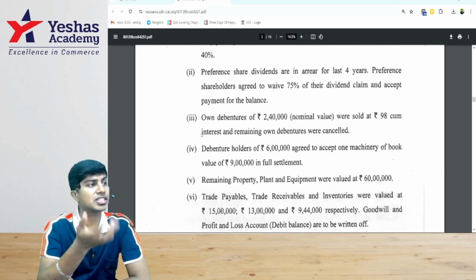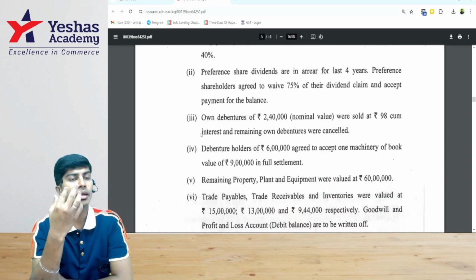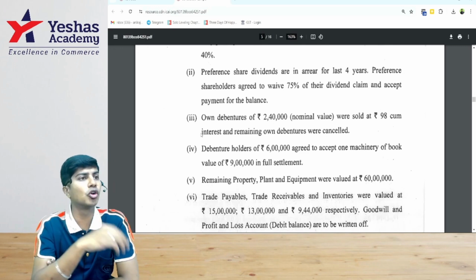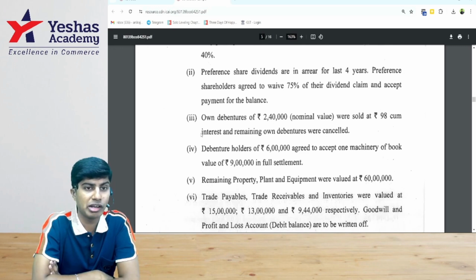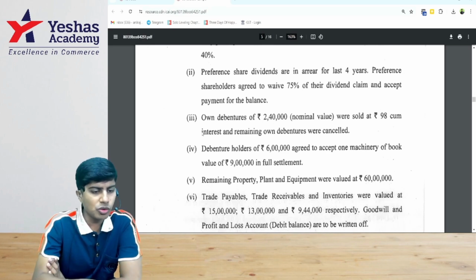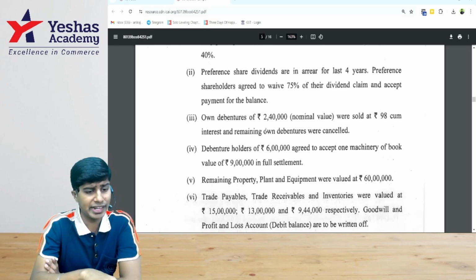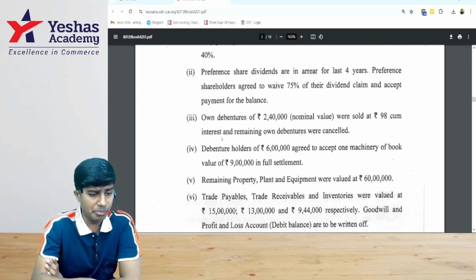So we have purchased our own debentures because maybe our debentures are traded below nominal value in the market. So we have purchased own debentures. Let's see. How many own debentures are there? Nominal value 2 lakh 40. Nominal value were sold at 98 cum interest and remaining own debentures were cancelled.